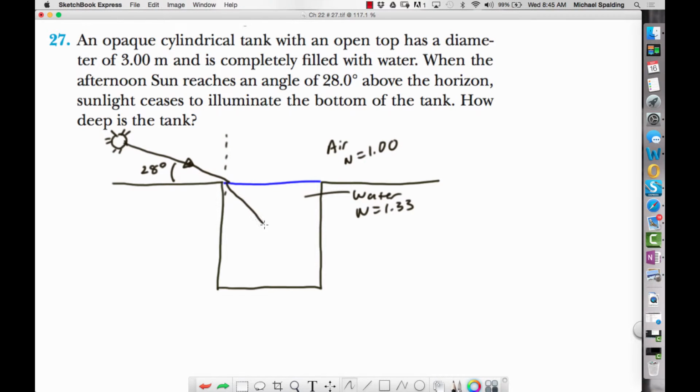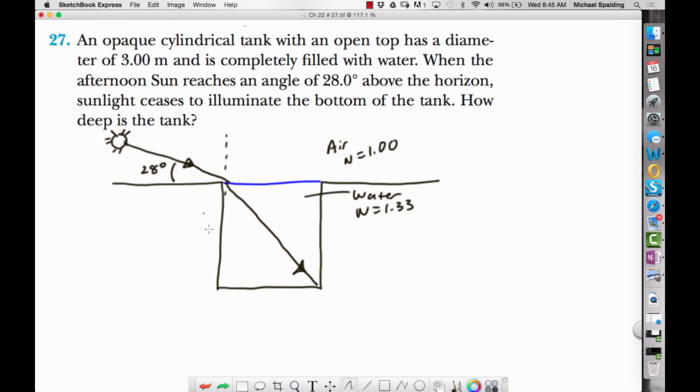The ray is going to go like that, and if that's the case, this would all be in shadow. Does that make sense? The ray from the sun refracts into the water, but does not hit the bottom, because they tell us that when the angle of the sun is 28 degrees above the horizon, the bottom of the pool or the tank of water is not illuminated. So the refraction is just going to hit that corner right there. Now how do we solve for it?